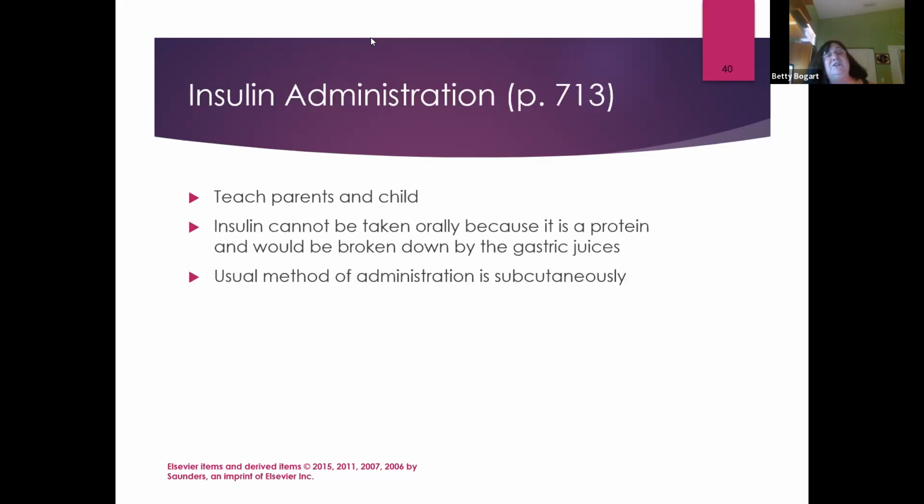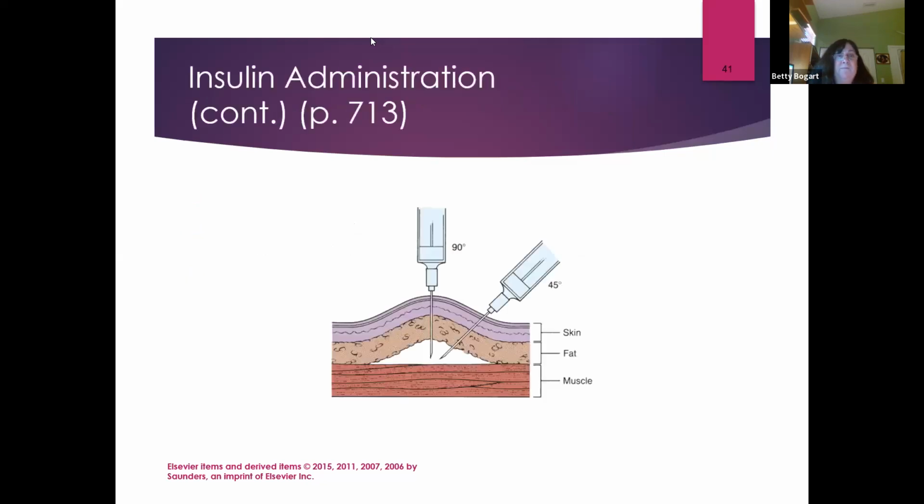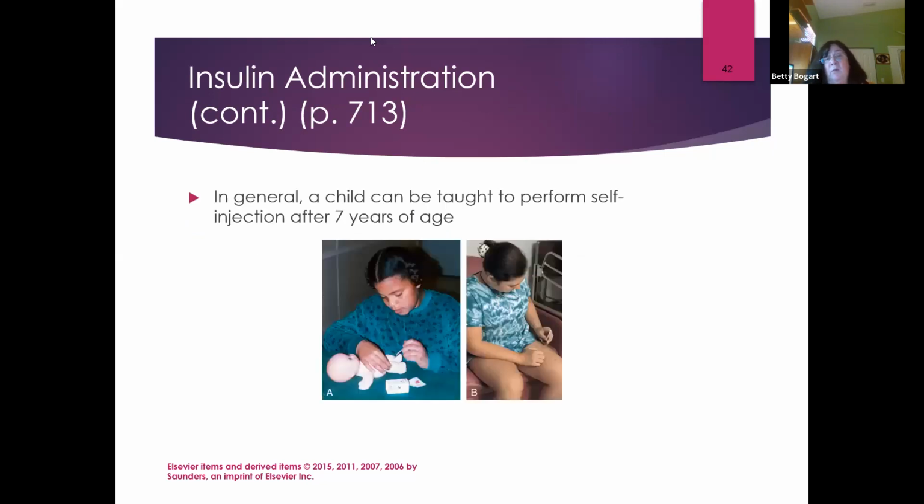So teaching a child and a parent to give insulin using one needle and throwing it out, don't reuse it, putting it in a proper place. And insulin is only given through a sub-Q injection. It's not anything that's given orally. We can give it depending on the skin. If you're very skinny, it might be 45 degrees. But if you have a little bit of meat on you, it could be 90 degrees. And of course, changing where they give it, changing the site.